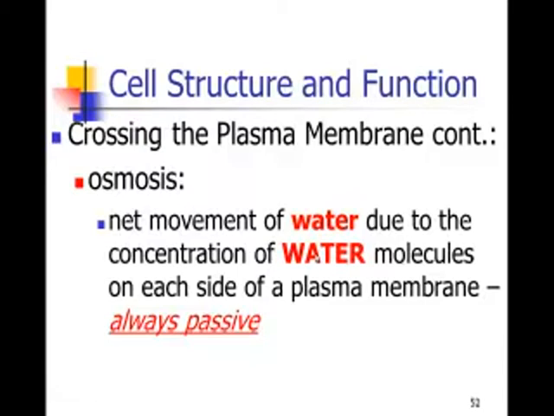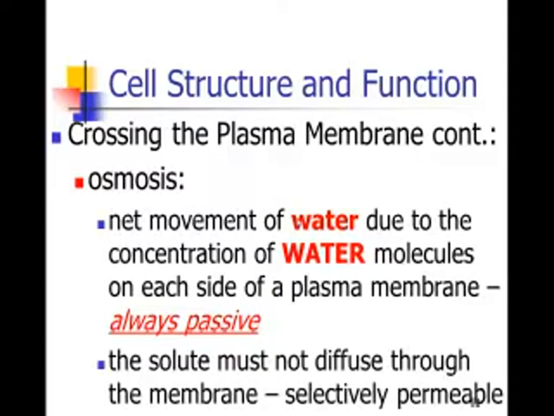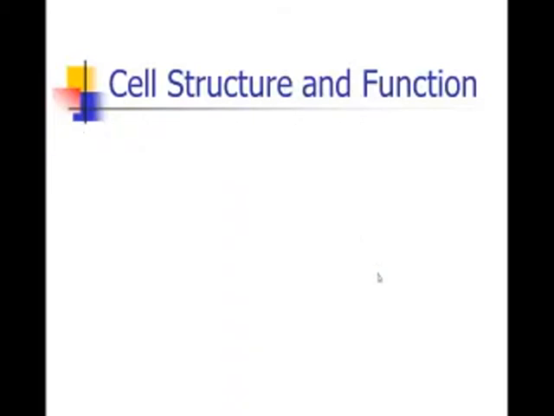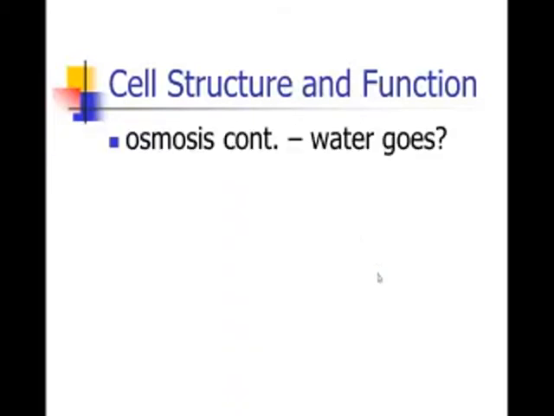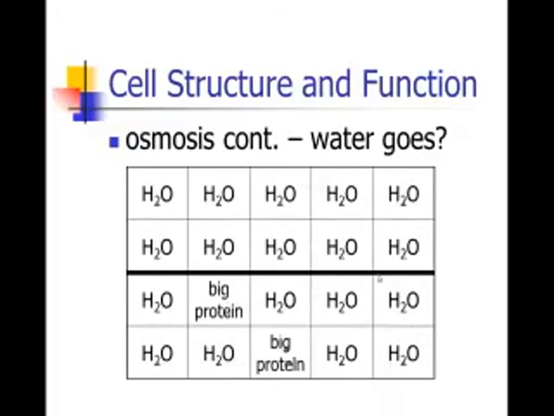And it's always passive. So if on one side of the membrane you have a lot of water, and on the other side you don't have very much, the water will go from where it's concentrated to where it's not concentrated. Now, for osmosis to be most effective, the solute has to not go through the membrane, because if the solute is going through the membrane, it's going to affect the water concentration as that's being moved. So this is where the selectively permeable membrane comes in kind of handy. So in osmosis, water is going to go from high to low.